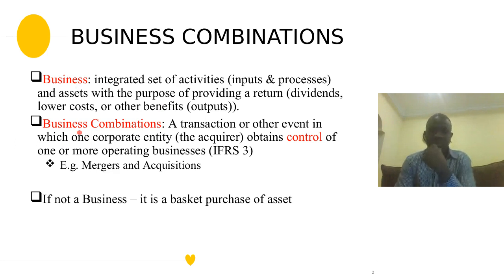Now, when we move to the business combination, this refers to a transaction or other event in which one corporate entity, which we can call the acquirer, obtains control of one or more operating businesses. So they may do that through mergers.